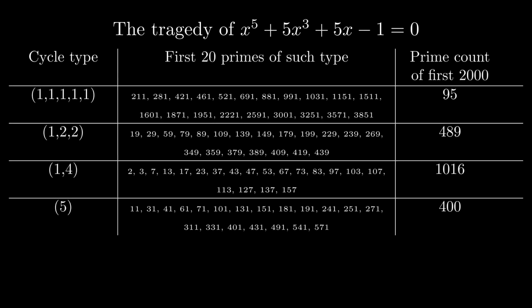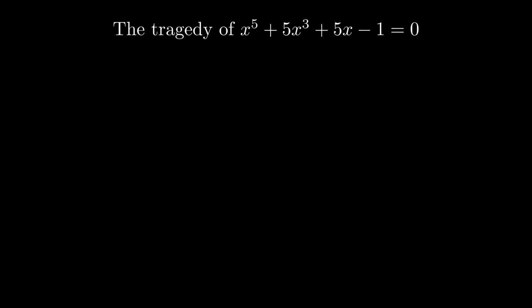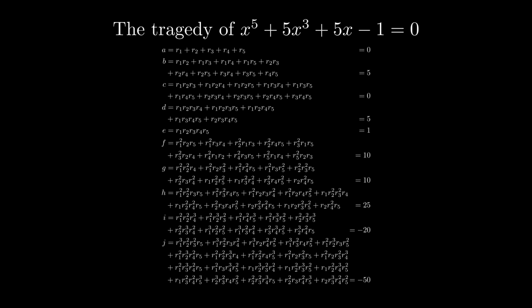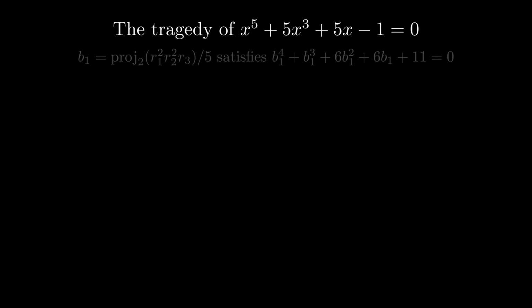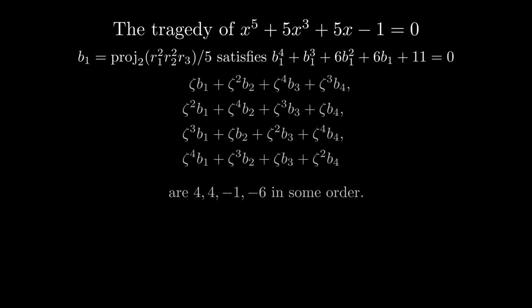We do the same prime factorization statistics, and get the same Galois group, and learn that the splitting field still contains zeta 5. We can run through the same computations of a through j to get integers for each in the same way. If we compute the same projection, it satisfies a degree 4 equation too, and the same summation trick works to give the sums of 4, 4, -1, -6.